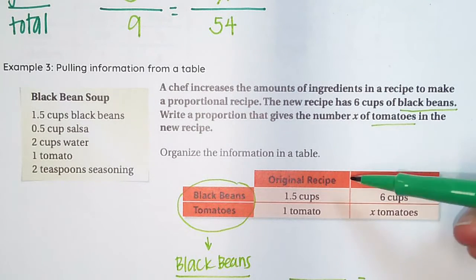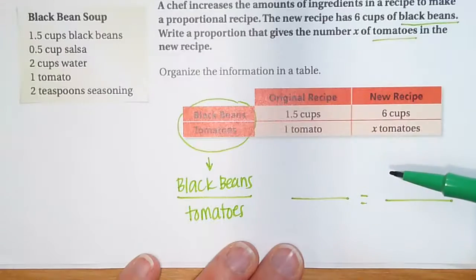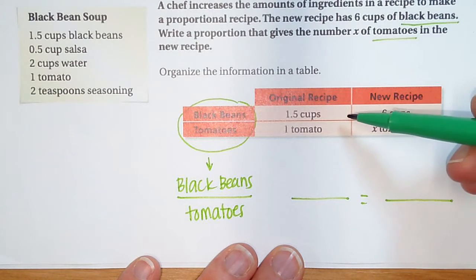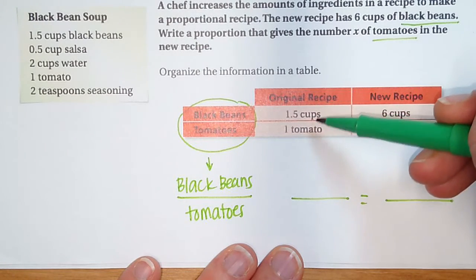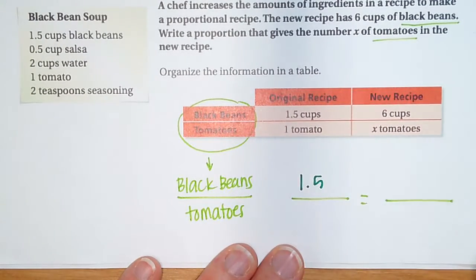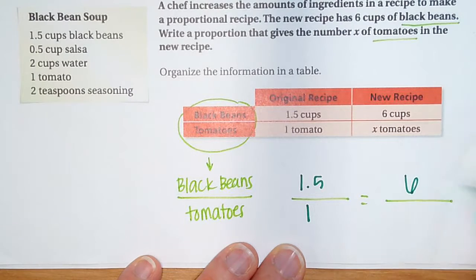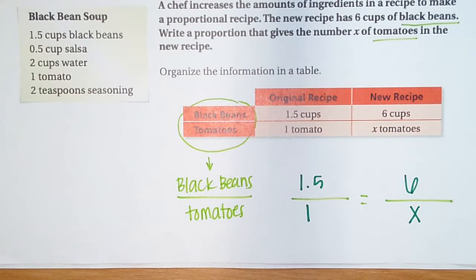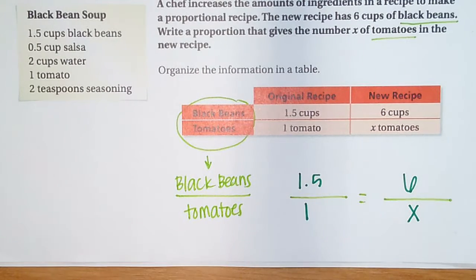So here, my original recipe, the ratio, oh, I'm sorry, you couldn't see that. My original recipe, the ratio was 1.5 to 1. Black beans is on top, so I keep my black beans on top, 1.5 to 1. And then my new recipe, this will be my ratio for my new recipe, 6 cups of black beans to I don't know how many tomatoes. So in this case, our variable is over here. Our variable, our unknown, can be in any one of these 4 spots.